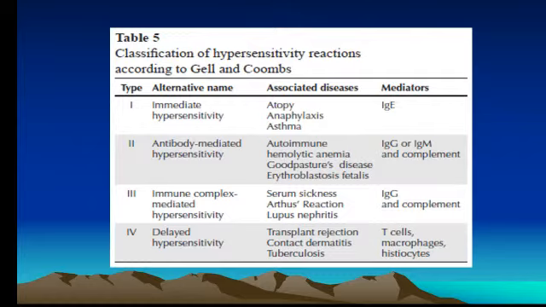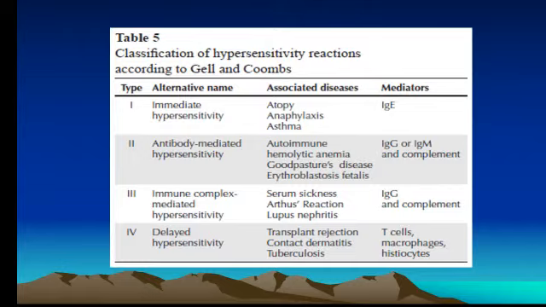In Table 5, we have the classification of hypersensitivity reactions according to the cells and components. We have type 1, type 2, type 3, and type 4, with the alternative name, then the associated disease, and mediators. Of course, the mediator of the first hypersensitivity reaction is IgE; the diseases are atopy, anaphylaxis, and asthma. These are all type 1. The alternative name is immediate hypersensitivity.